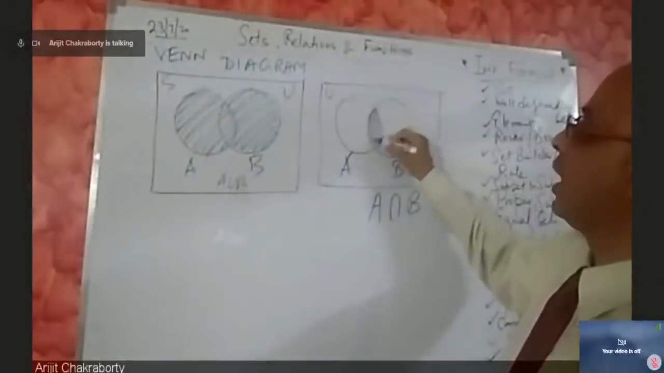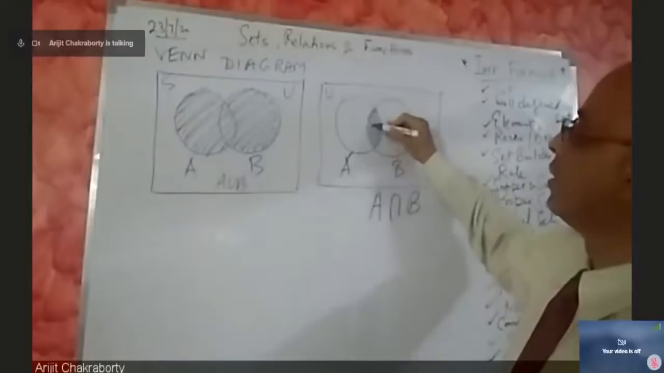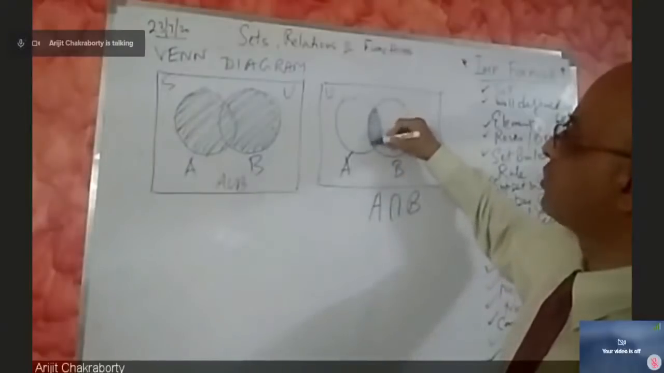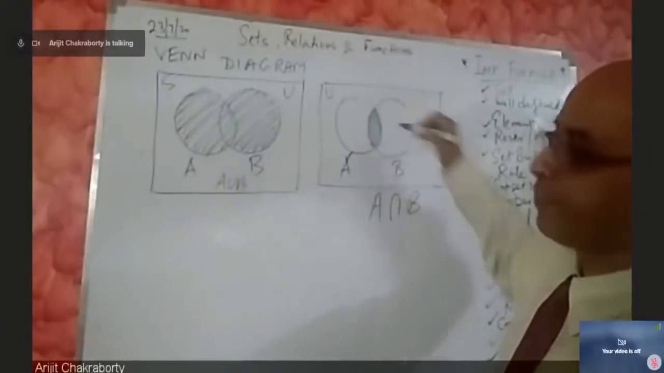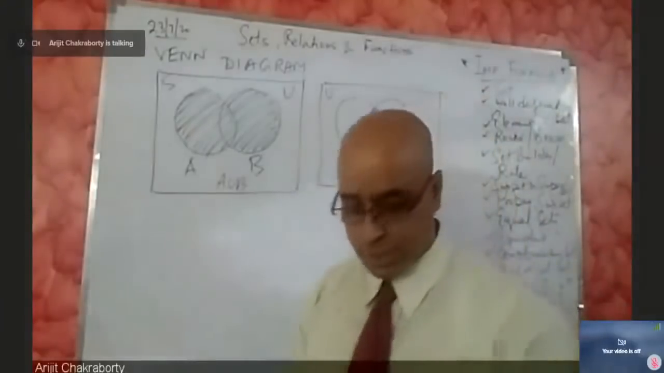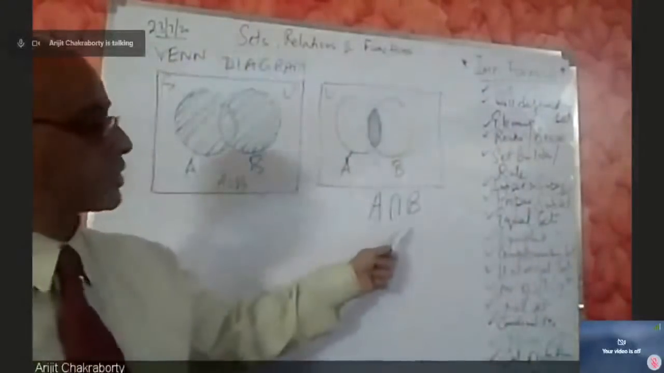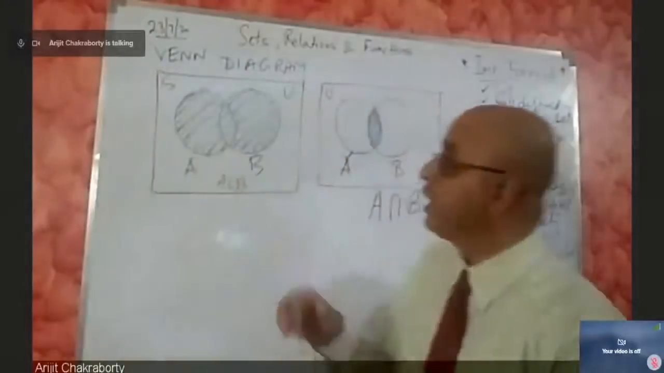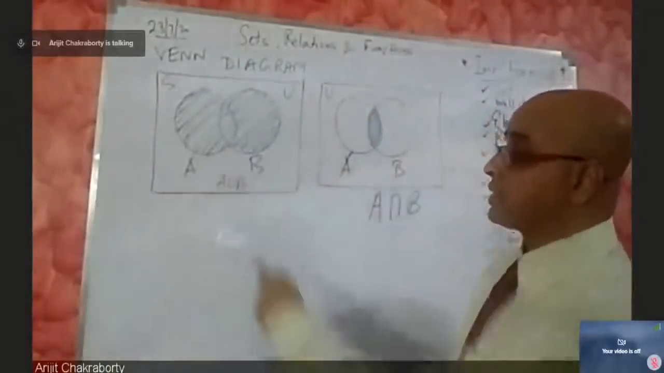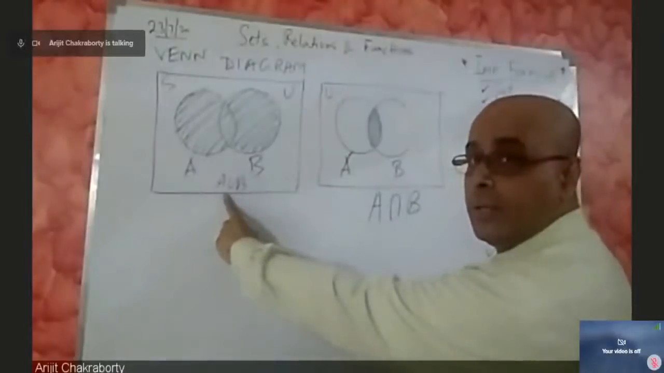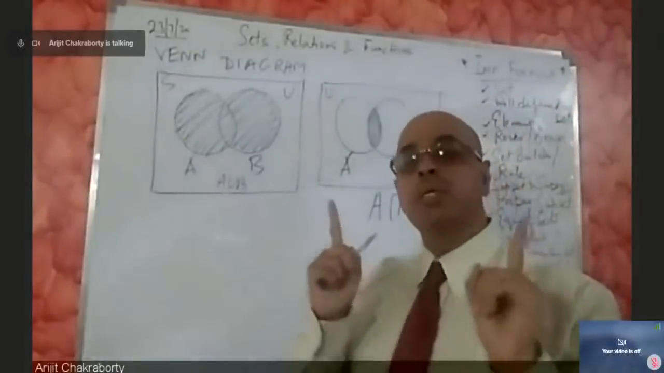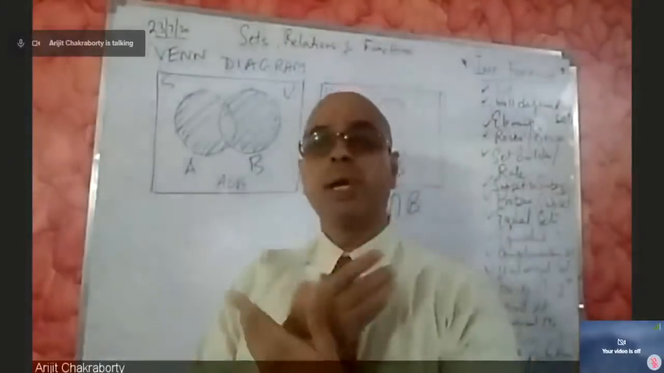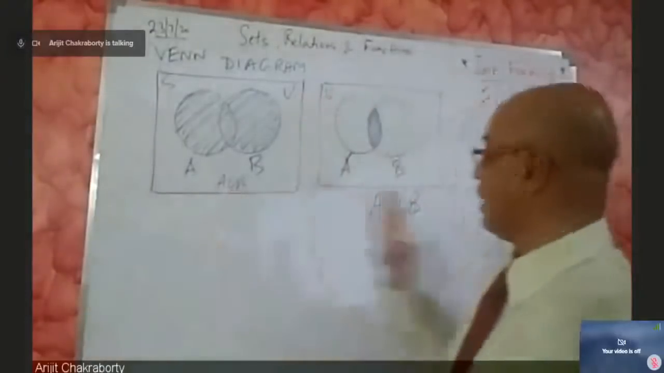This part, I am shading it. So this part which you see, which I am shading, is A intersection B, the common area of both set A and B, whereas this shaded region is A union B. So two of the most important set operations we have completed: union and intersection.